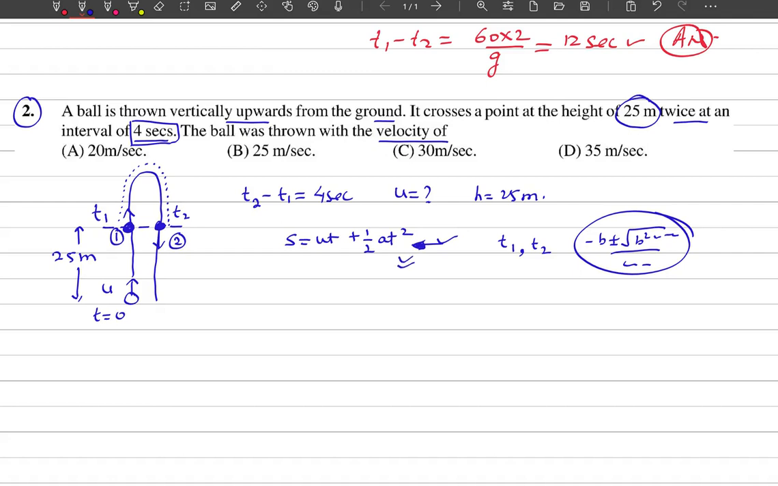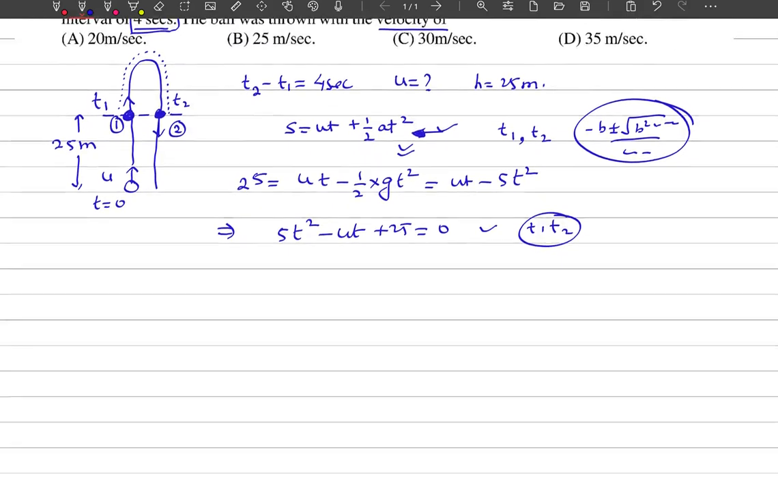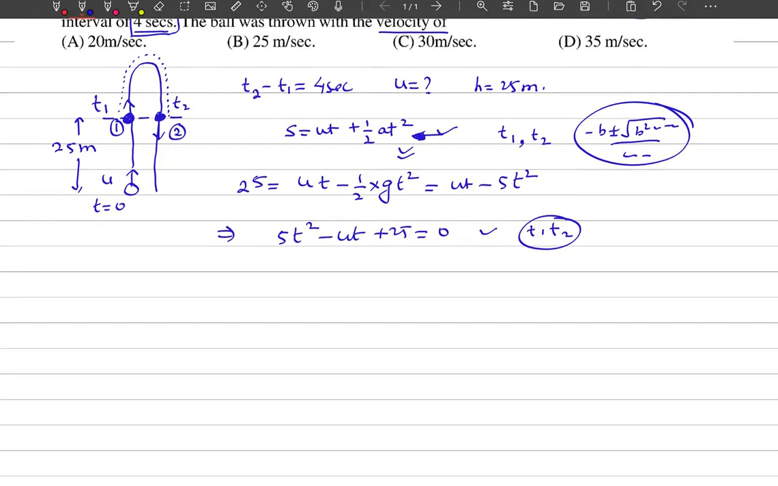Then in place of s, 25; u we don't know, that is to be found out; time t minus half into g into t square, that is ut minus 5 t square (with g equals 10). Now this is 5 t square minus ut plus 25 equals 0. This is a quadratic equation which has two roots, t1 and t2. So what we will do is use the sum of roots and product of roots.